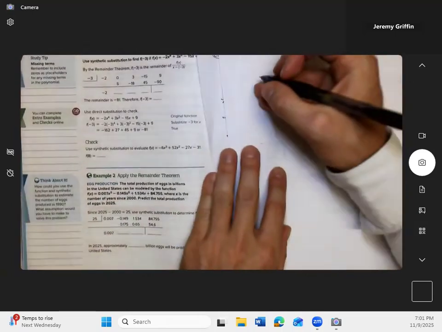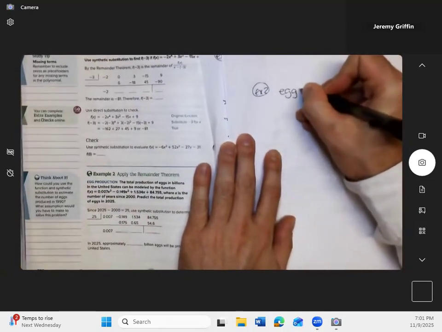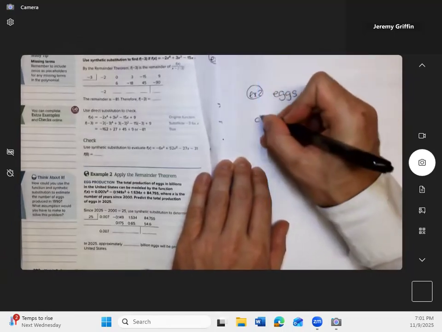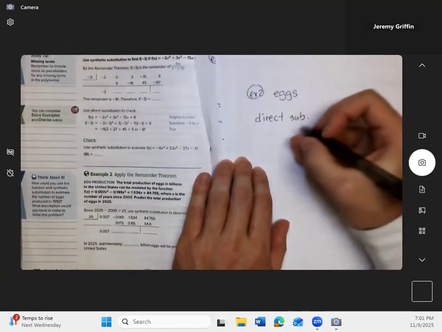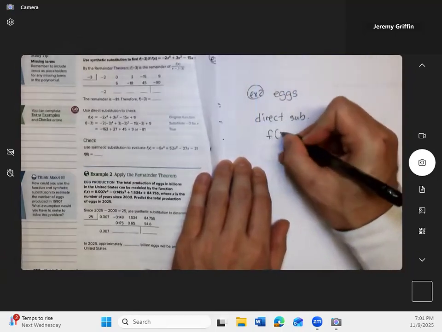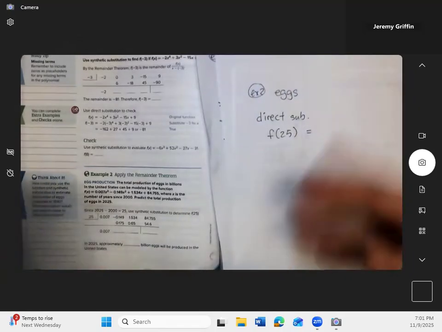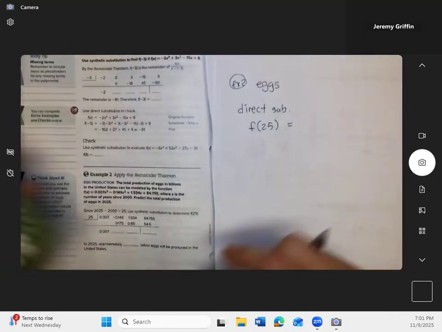So sample 2, eggs. It's really obvious what I'm doing here. Actually, I'll do this one backwards. Let's do direct substitution first. So what is f of 25? I'm just going to get the answer on my calculator screen, and then we'll go back and test this remainder theorem and see if that also works. I mean, it's been working all along. It should.